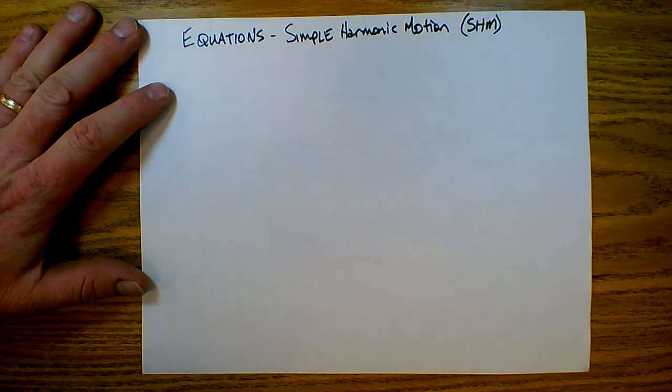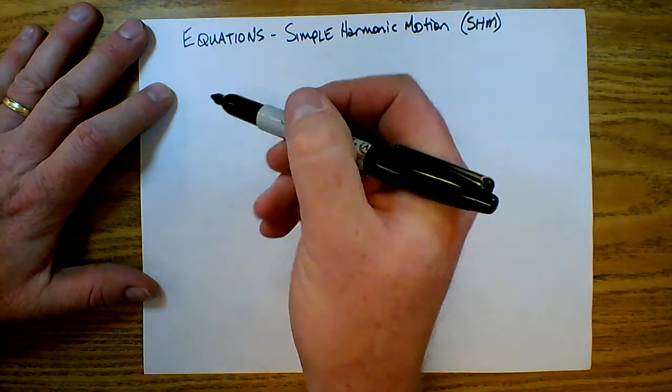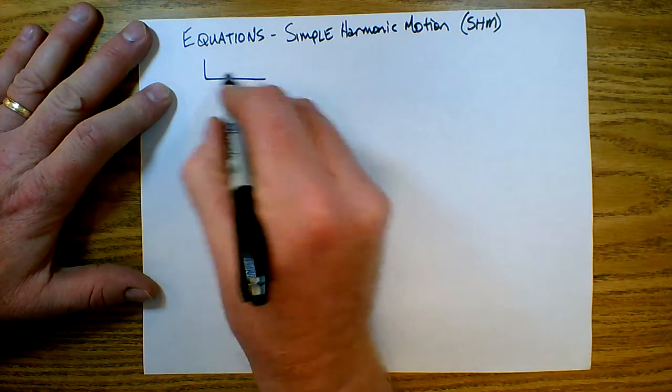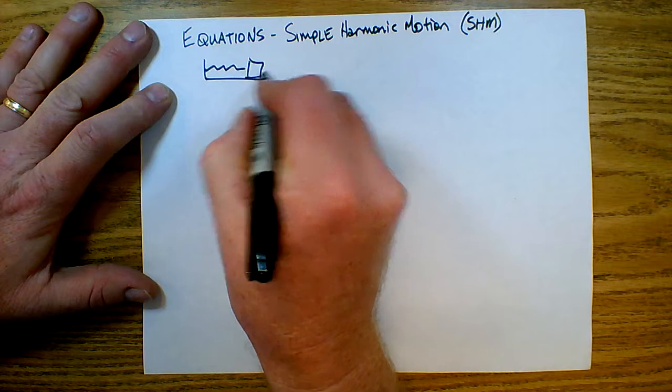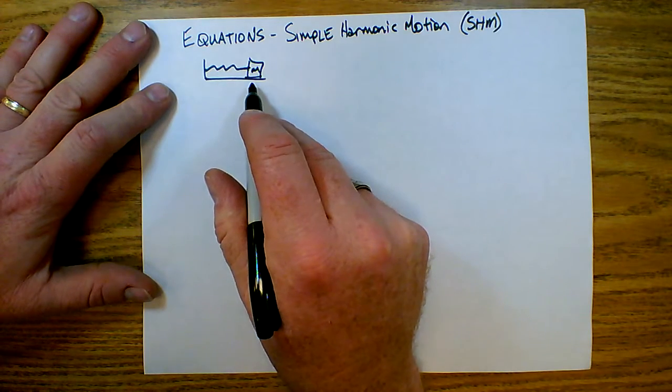Let's look at equations for simple harmonic motion. First of all, what is simple harmonic motion? An example of that would be a spring oscillating system. So if I have a spring attached to a wall, I attach a mass to the spring, it's at the equilibrium position, the rest position.